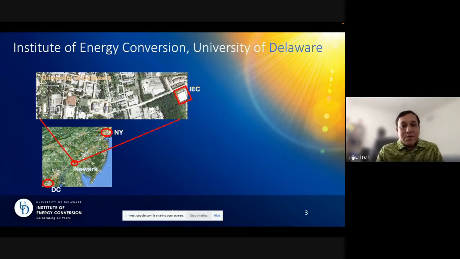The town of Newark is a small town. It's based mainly on a university, and at the heart of the town is the university campus, which is shown in the top picture here. And the Institute of Energy Conversion is located right at the edge of the right side of that image, with a square building, IEC.